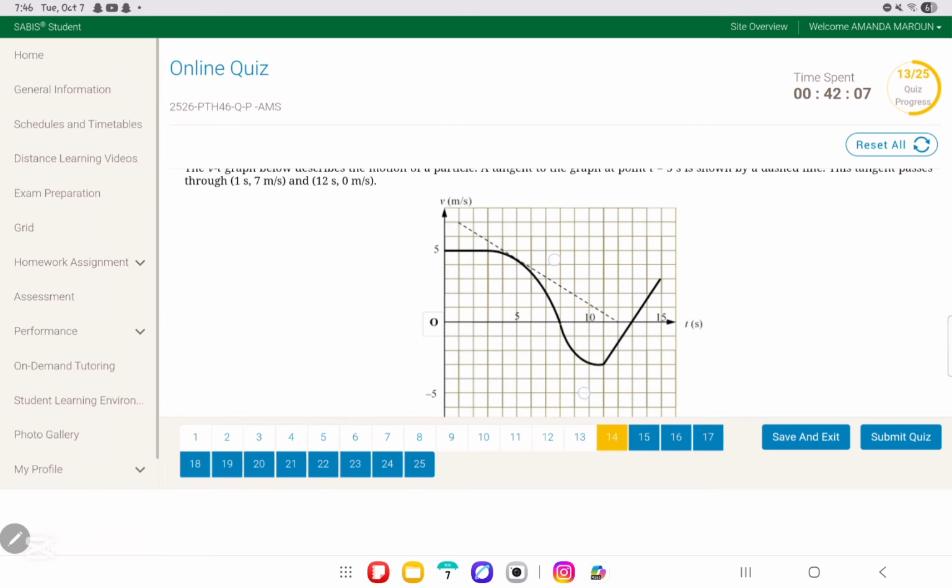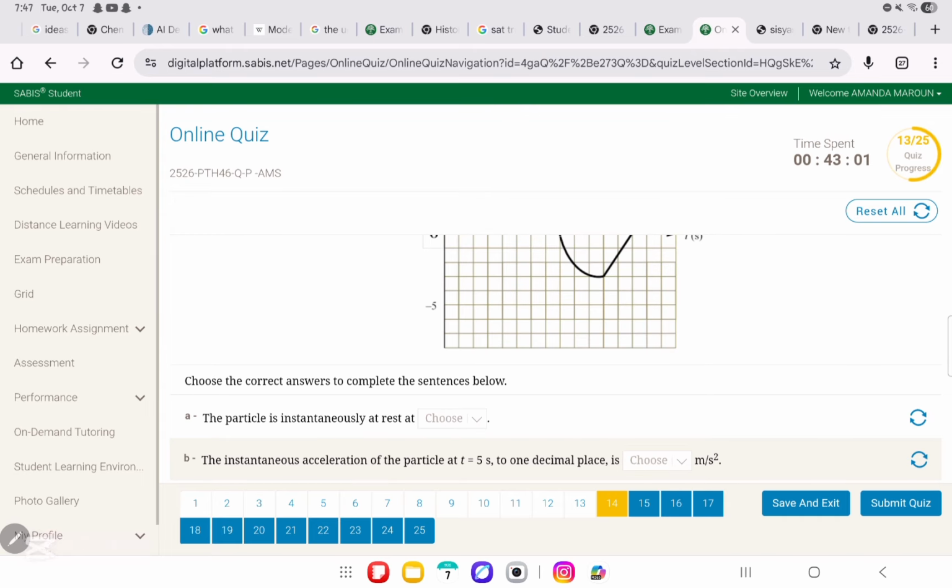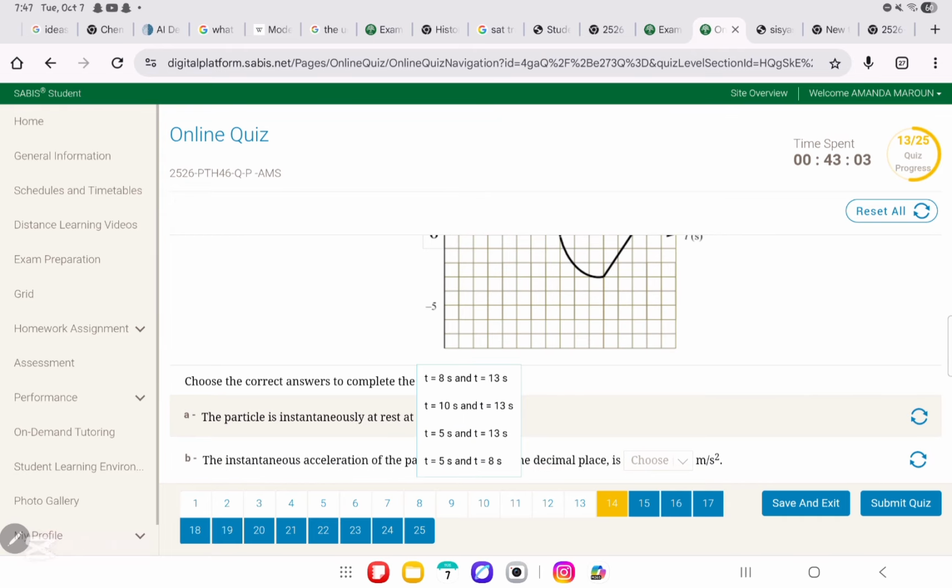Oh no, it froze. Oh my goodness. No. Okay, there we go. No, it still froze. No, wait, I'm gonna pause a sec. Okay, I got it back to functioning. Okay, so the particle is instantaneously at rest at time 8 seconds and time 13 seconds.